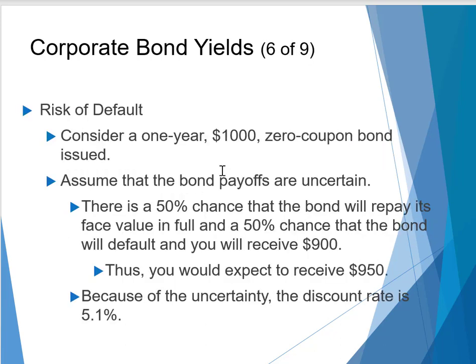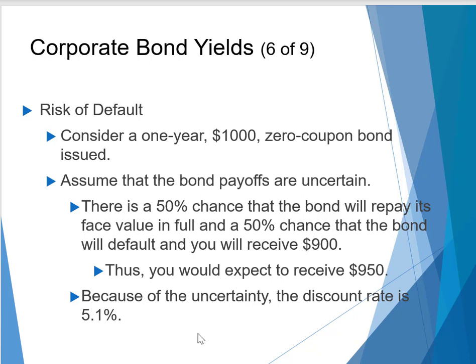So here we have a $1,000 zero coupon bond, and let's say there's a 50% chance that it would repay its face value in full, but there's also a chance that they would default and you'd only receive $900. So the expected or the average would be 50% of 1,000 plus 50% of 900. So you'd expect to get $950.